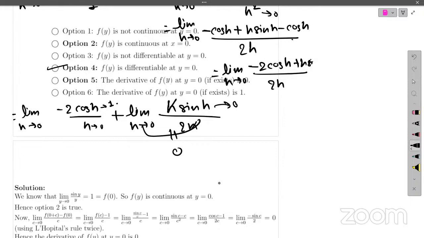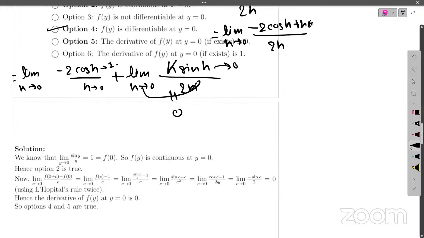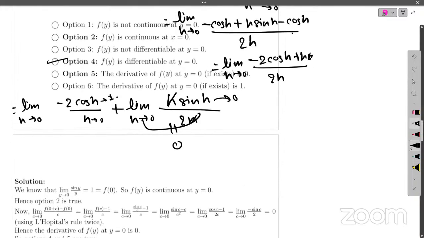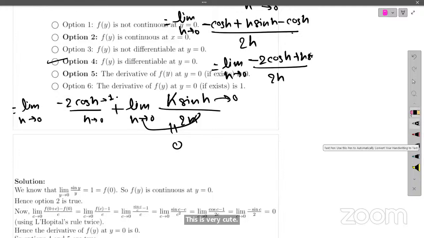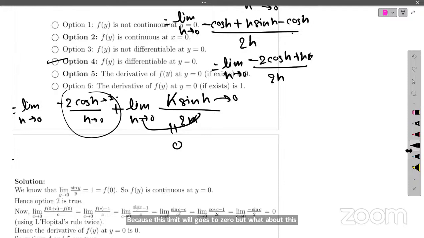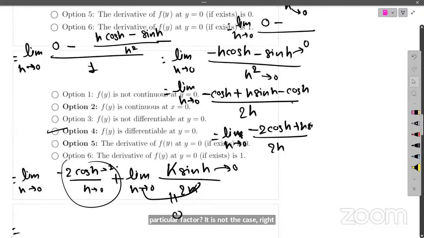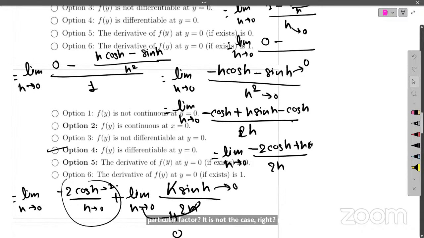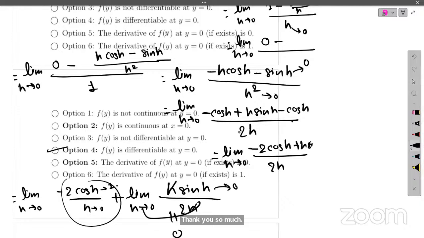Yeah, I have made some mistake here. Because this limit goes to 0, but what about this particular factor? It is not the case, right? Okay, let's try to solve it.